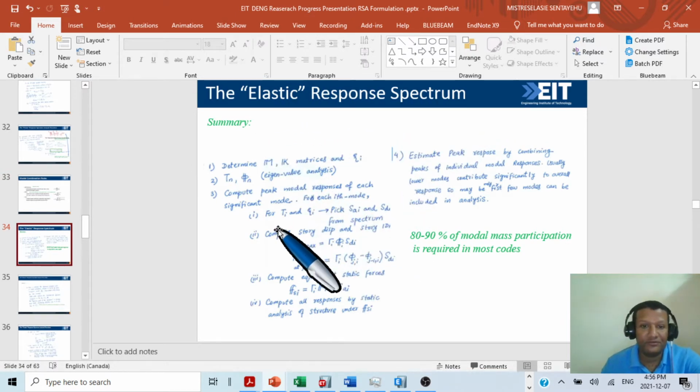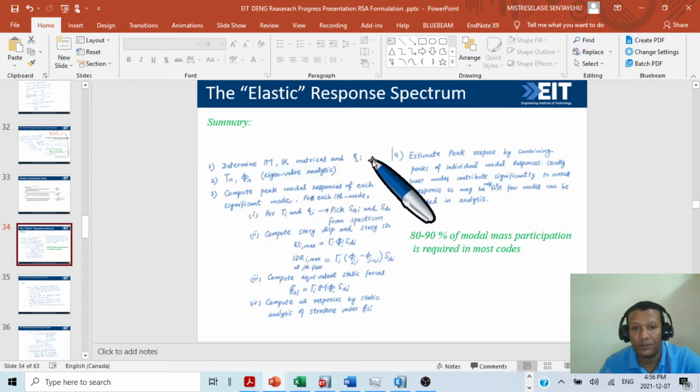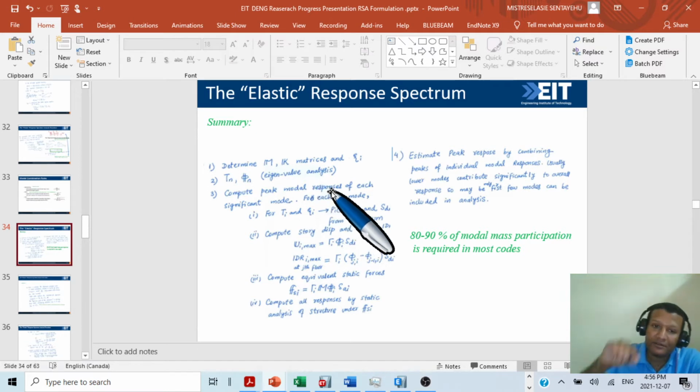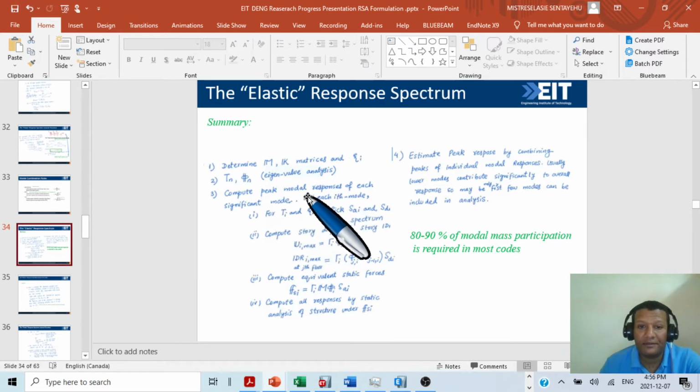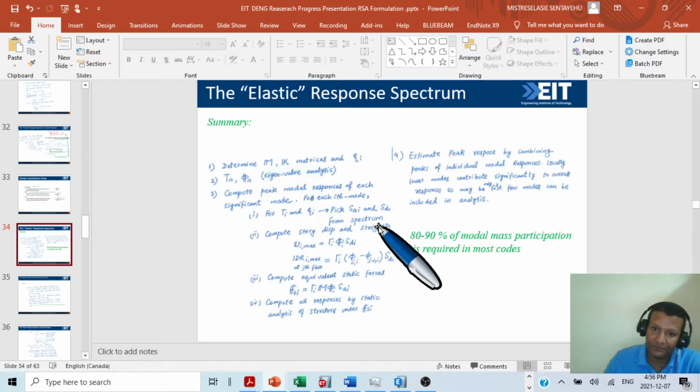Summary. As we have seen, determine the M and K matrices and xi for a constant xi. Then Tn, eigenvalue analysis. From the eigenvalue analysis, we find the mode shape and the time period of each mode: first mode, second mode, third mode, fourth mode. Compute the peak modal response of each significant mode. For each ith mode, with Ti and xi, get the peak spectral acceleration and spectral displacement from the spectra.